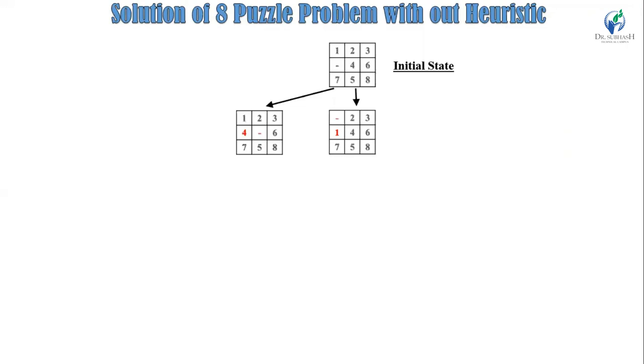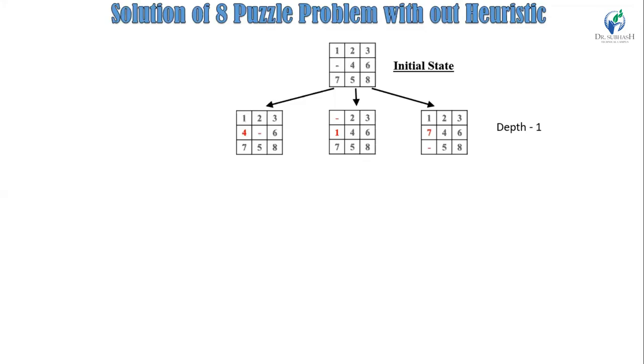We have three legal moves for that. Those moves are right side, upside and downside. In the right side move, we replace 4 and the empty space. In the upside move, we replace the first, 1, and the empty space. And in the downside move, we replace 7 and the empty space. So it's called depth 1.